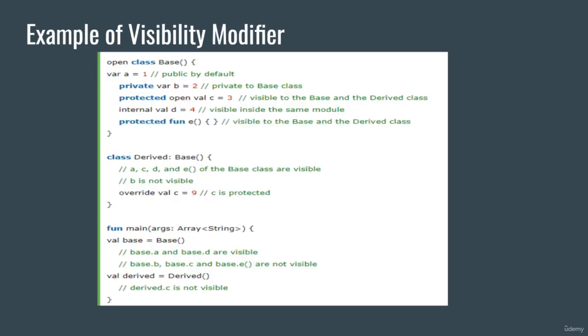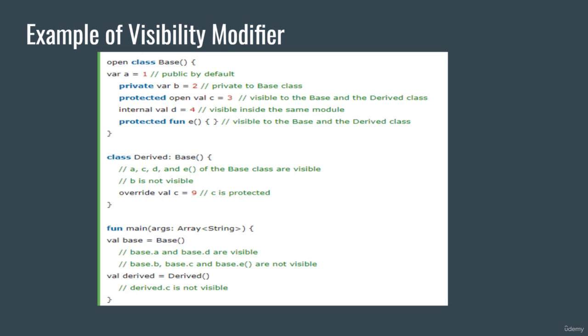All right, now we have another example here of the visibility modifier. So we have this open class base. We make it open so that we can inherit from it. Our other classes, like our derived class there at the bottom, can inherit from it. So var A that we define is automatically public because it's public by default, right? We didn't specifically state that it's public, but it is by default public. Then we create this other variable called B, and that one is private. So it's private to the base class.